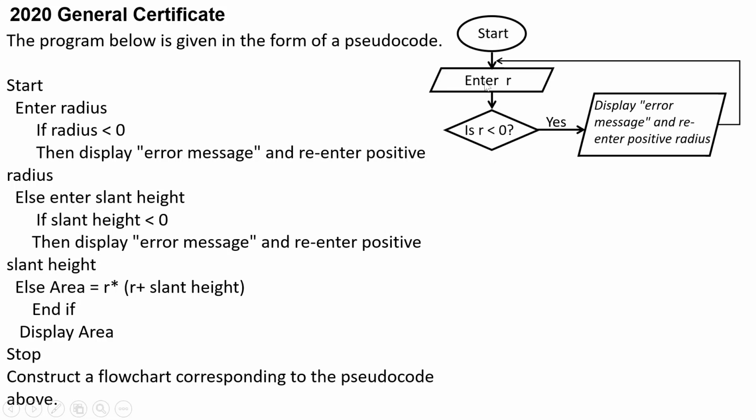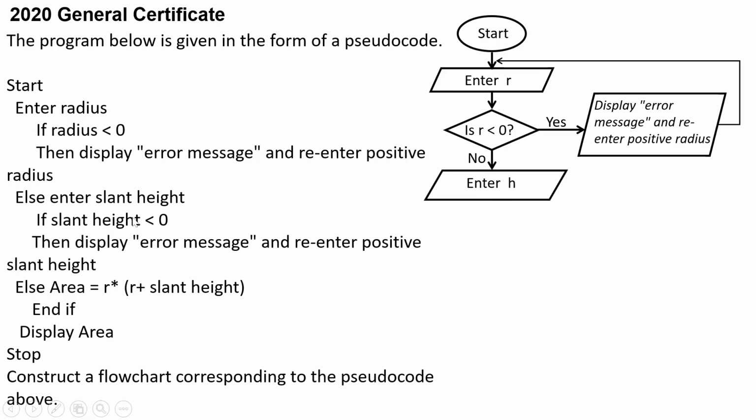Like in this case, if a person enters an error in the first place, that error is checked: is r less than 0? If no, then what happens? They're saying enter slant height. Okay, meaning else, enter slant height. Enter is similar to this one, so even here we'll write the same. I've abbreviated, so you just say enter height there.